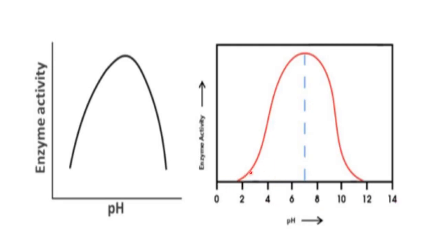In the starting, when pH is increasing, enzyme activity is also increasing, and up to this value, you can say pH 7. So for this enzyme the optimum pH is 7. After this, if we further increase the pH, then enzyme activity decreases, as you can see in the graph. So this is the optimum pH for this particular enzyme, pH 7.